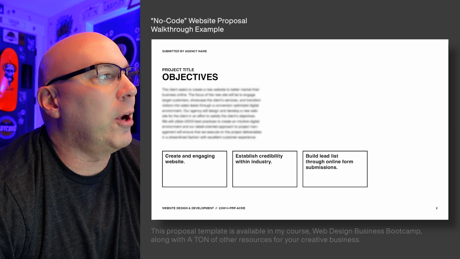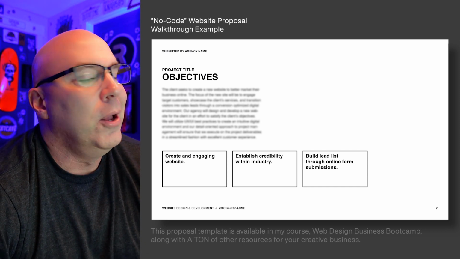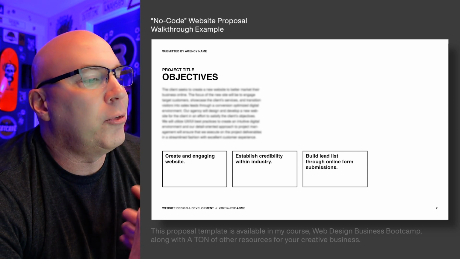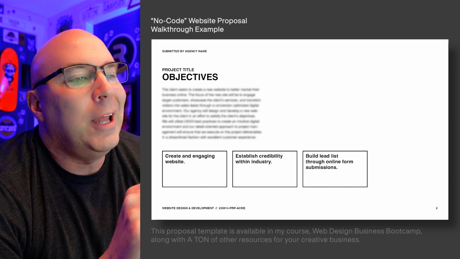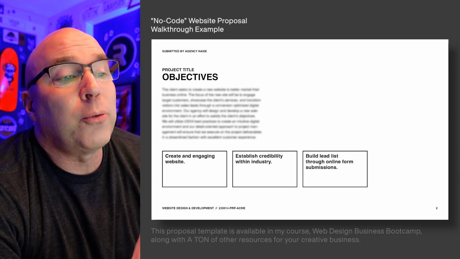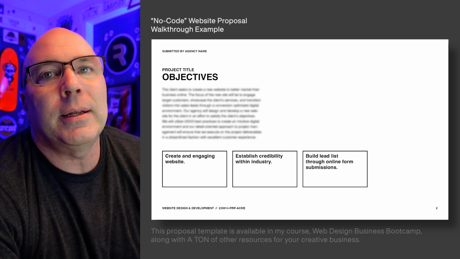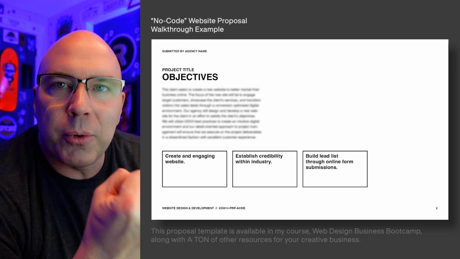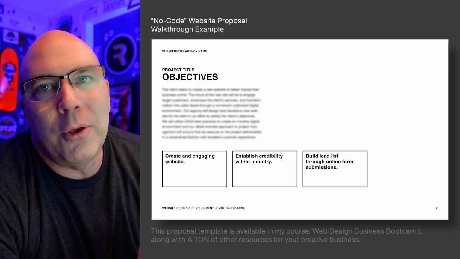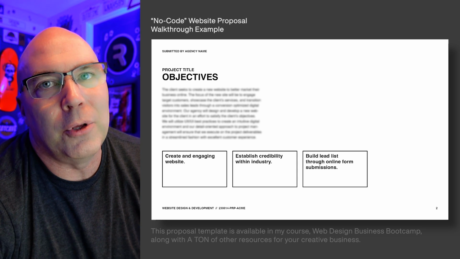This first page is just a summary of the objectives that we've talked about already. You want to create an engaging website. You need to establish credibility in your industry, and you want to build a lead list through online form submissions. So creating a lead magnet, collecting customer information on the website. Those are three of the big priorities that you have for your new website, and this proposal is how we're going to satisfy that for you.